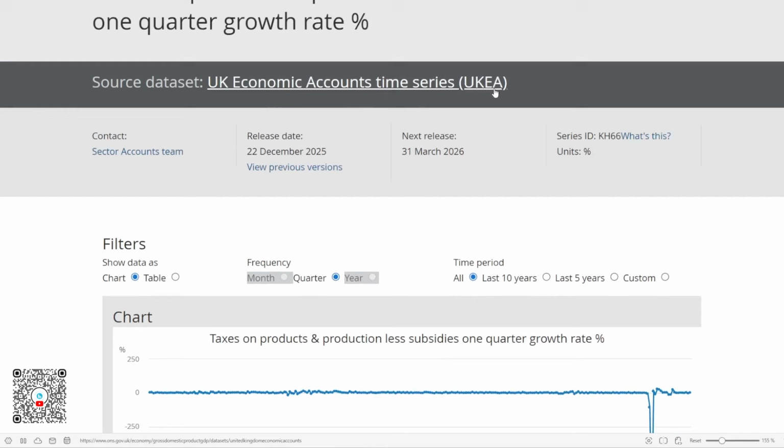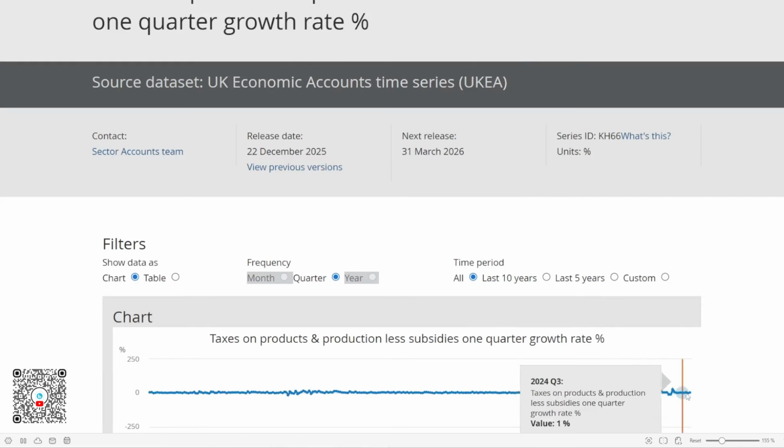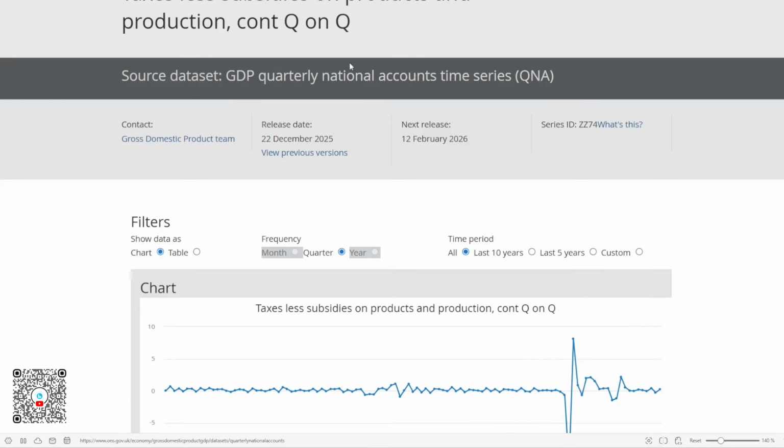This one is the UKEA, the economic account, which has more granular data. There is more data coming in with respect to the national account, which does not measure exactly in real time the business cycle. So this time series, tendentially, should be more precise than the national account.